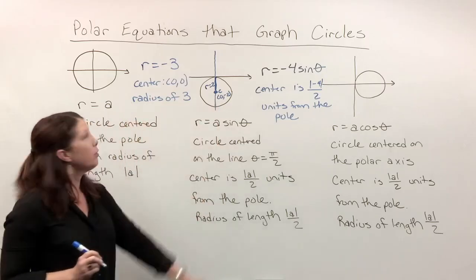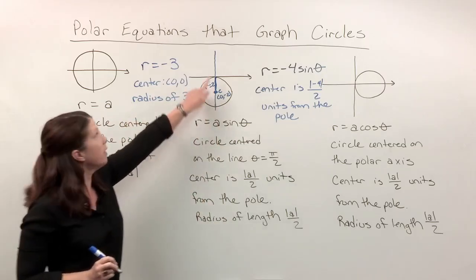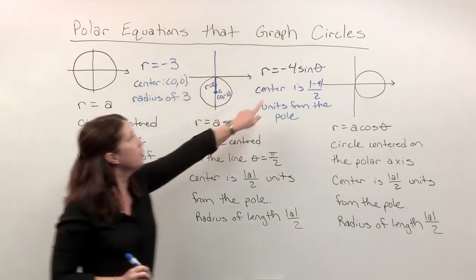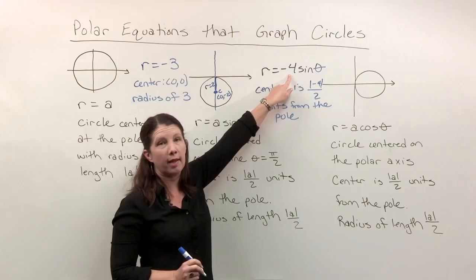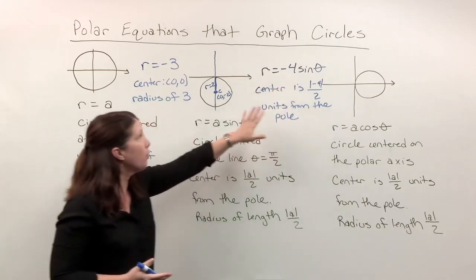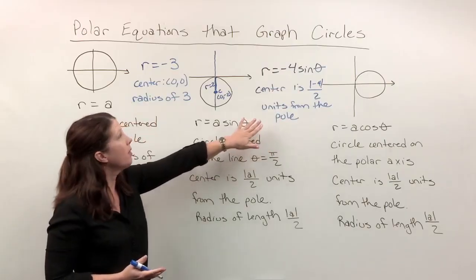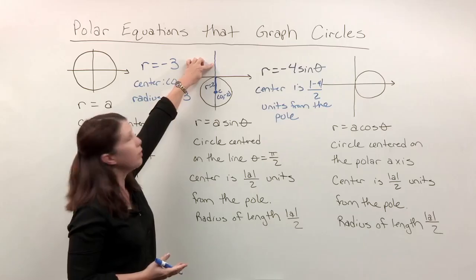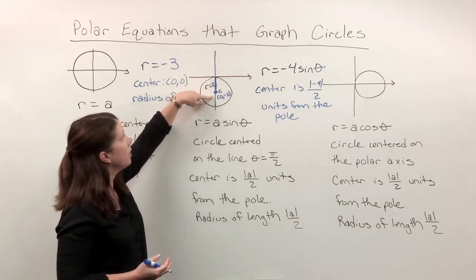The reason that the center was at (0, negative 2) instead of (0, positive 2) is because the coefficient in front of sine theta was a negative 4. Had it been a positive 4, we would have gone through the same procedure, except that the center would be 2 units above the pole instead of 2 units below.